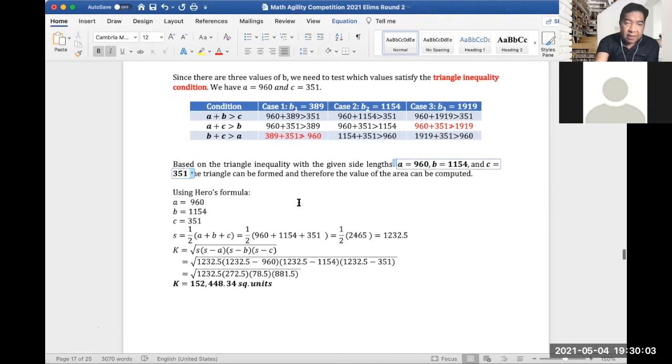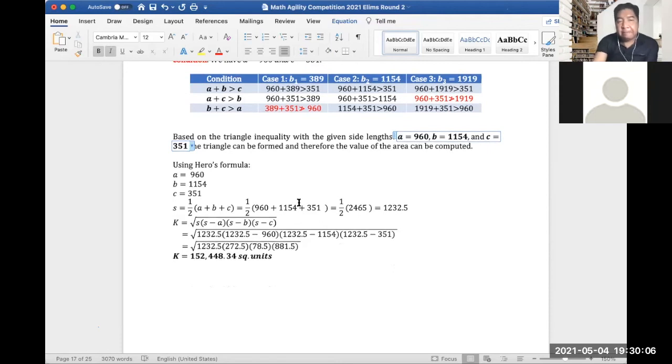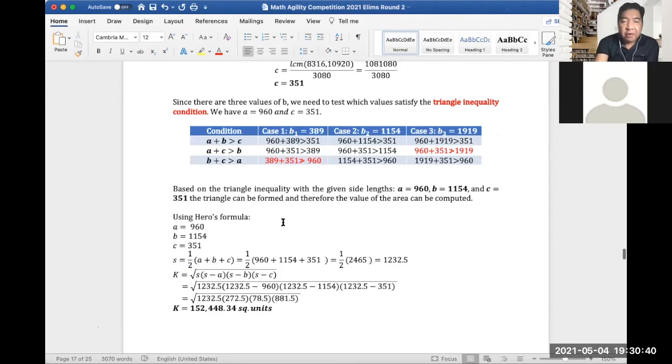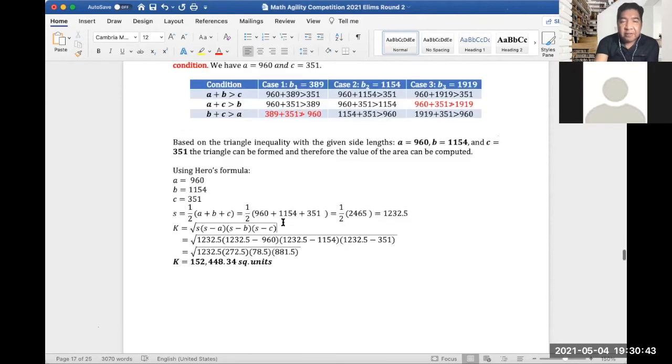By using Heron's formula, K is the square root of S, quantity S minus A, quantity S minus B, and quantity S minus C. A, B, and C we already know. So our S would be 1/2 of quantity A plus B plus C, which is 1232.5. So simply substitute that in our equation of Heron's formula. We will have an area of 152,448.34 square units. Okay, that's for D1. So let's go now to D2.